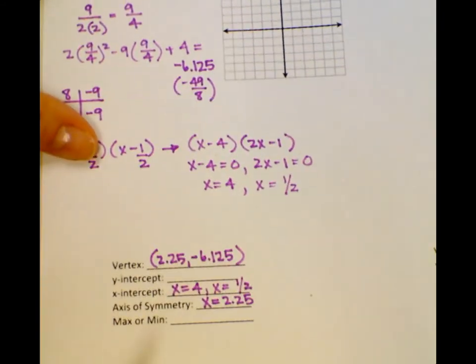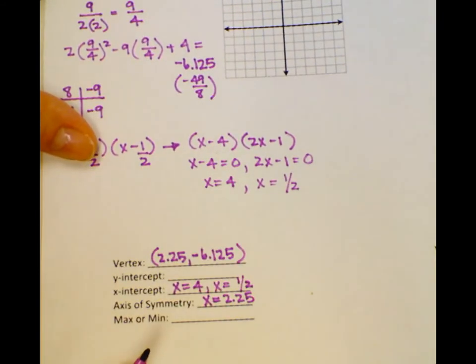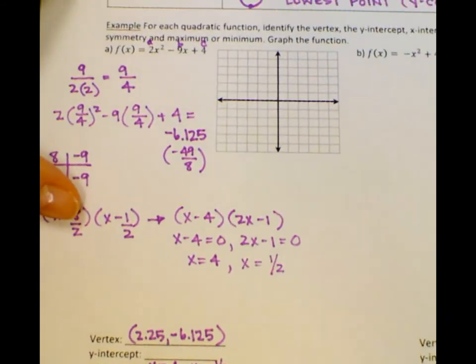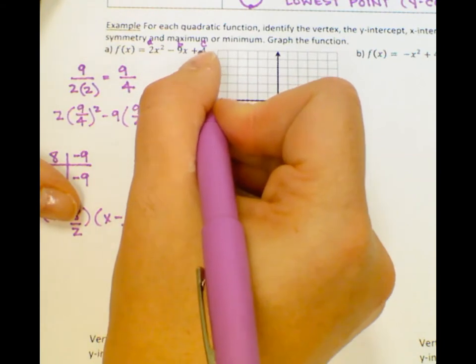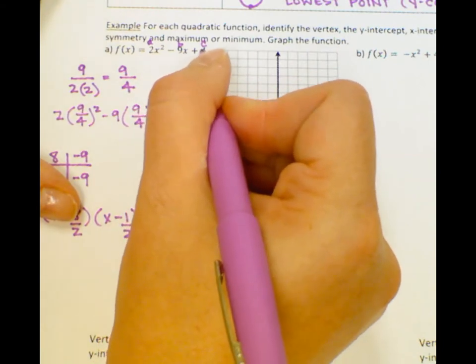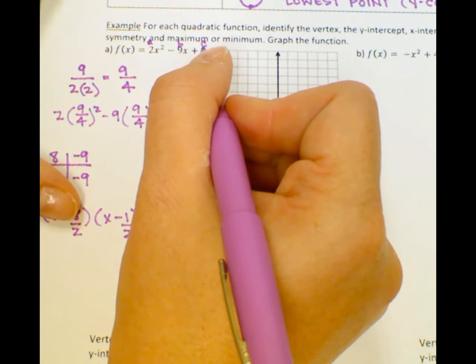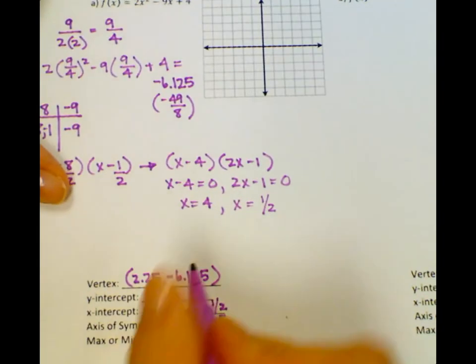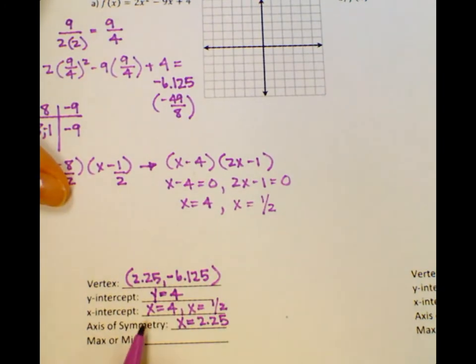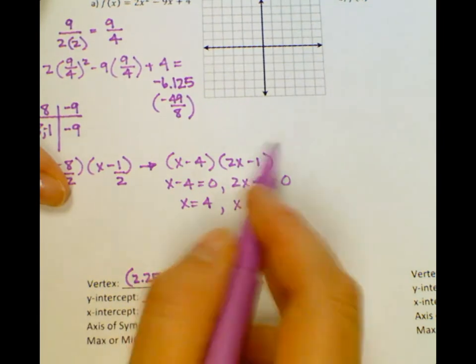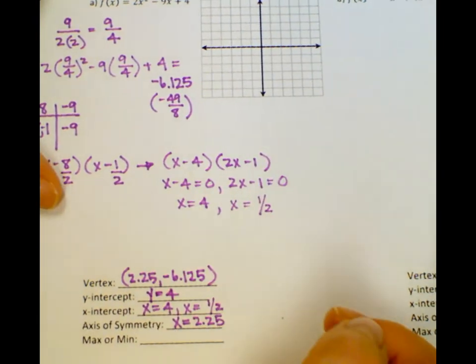Now, see how I'm filling in everything down here? The y-intercept is easy, you guys. I mean, we could plug in a 0 for x if we want, or we can just know that this last, the constant, see this 4, that's your y-intercept. Okay, your constant is your y-intercept. So down here, I'm going to come down here, y equals 4. So look, I've got everything filled out. So let's go ahead and graph it, and then we can decide if it's a max or a min.